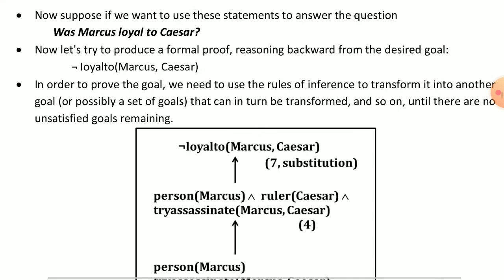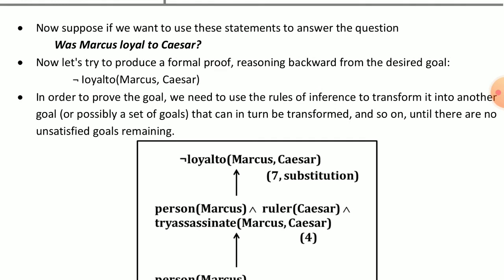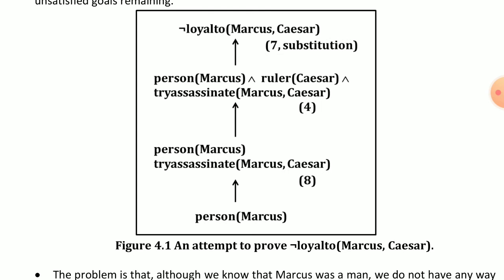Now today I will start with the basic questions. We can make the questions from the different given statements, and then we can take the figure, like how we can attempt to prove that Marcus is not loyal to Caesar. Here we can take the person whose name is Marcus. So here we can find the question solution.